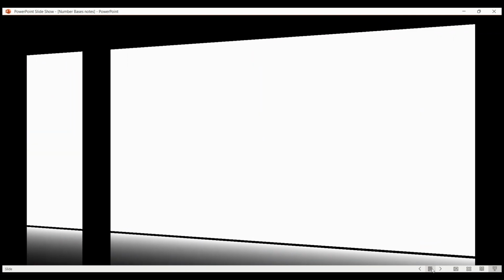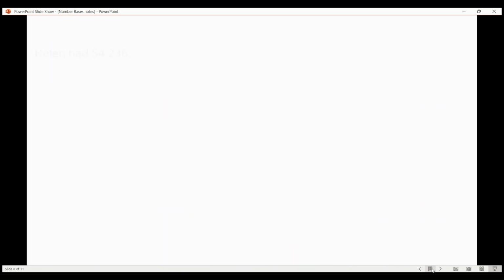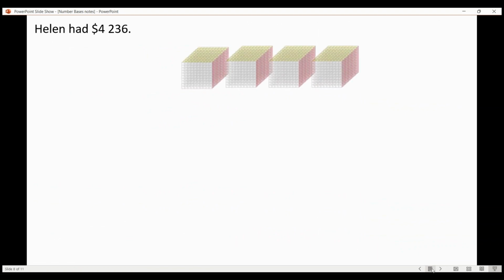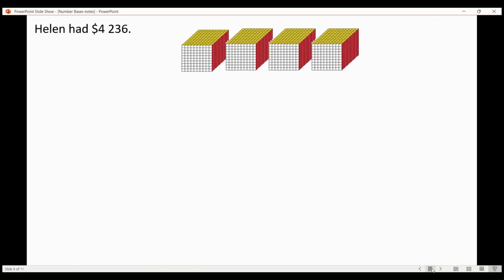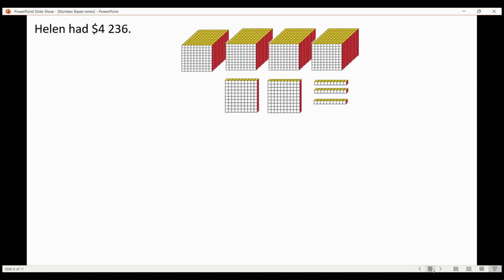So let's now move on. We did that operation of addition. Right? Let's look at this idea here. Helen had $4,236. So if we're counting money, we assume it's in base 10. So 4 thousands, 2 hundreds, 3 tens, and 6 ones. She had that amount of money, so we represent it using our base 10 blocks.